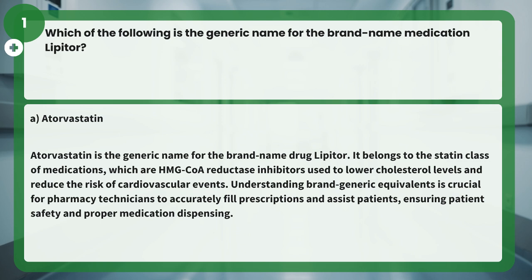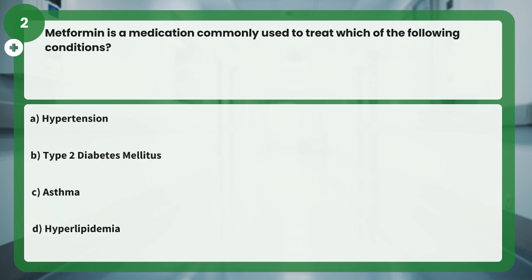It belongs to the statin class of medications, which are HMG-CoA reductase inhibitors used to lower cholesterol levels and reduce the risk of cardiovascular events. Understanding brand generic equivalence is crucial for pharmacy technicians to accurately fill prescriptions and assist patients, ensuring patient safety and proper medication dispensing. Question 2.